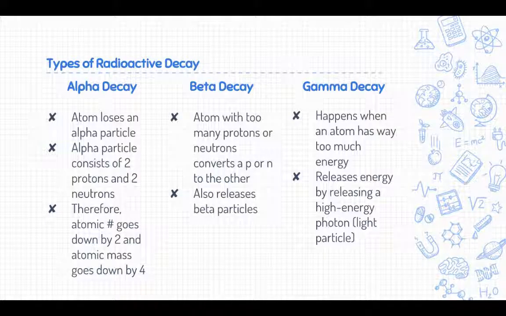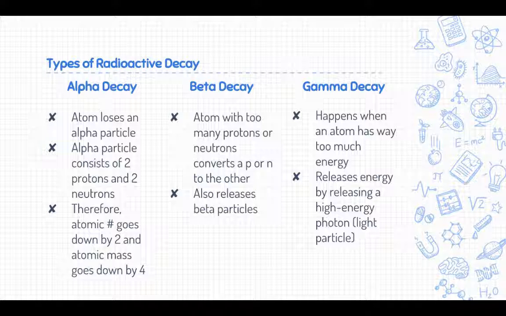Alpha decay is the easiest one to think of. This is just when a very excited, unstable isotope of an atom loses 2 protons and 2 neutrons together, and that's called an alpha particle, when you have 2 protons and 2 neutrons. Therefore, the atomic number, since it lost 2 protons, goes down by 2, and the atomic mass goes down by 4 because protons plus neutrons is mass.